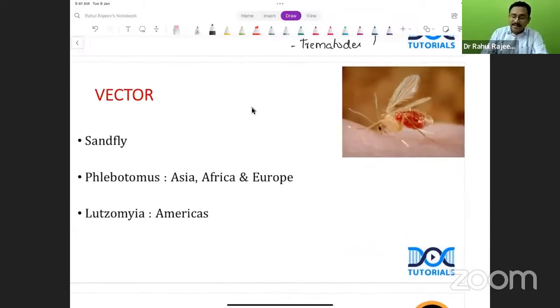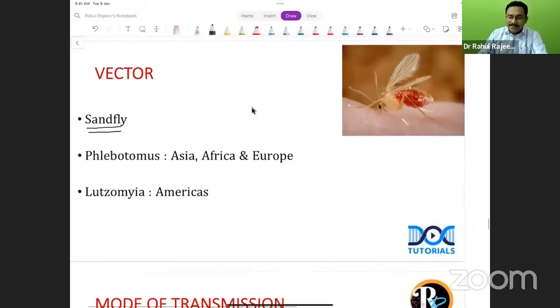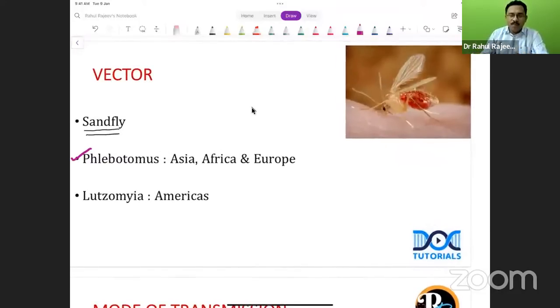What about the vector? The vector is the sand fly. Very important previous question. Vector is the sand fly. Now, there are different types of sand fly. In Asia, Africa, and Europe, the sand fly that causes leishmaniasis is Phlebotomus. Whereas in the American countries, it is Lutzomyia. That is the name of the sand fly. So both Phlebotomus and Lutzomyia are names of sand flies. Now, the one in Asia, Africa, and Europe, you call it the old world leishmaniasis.